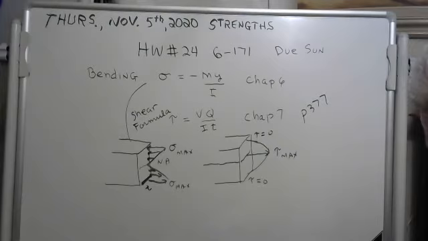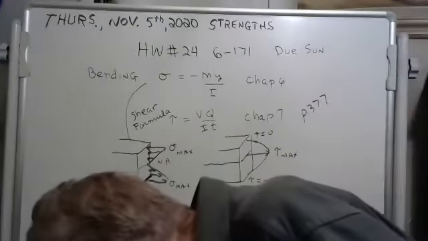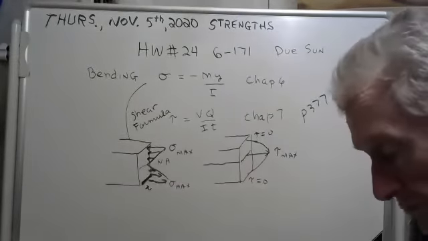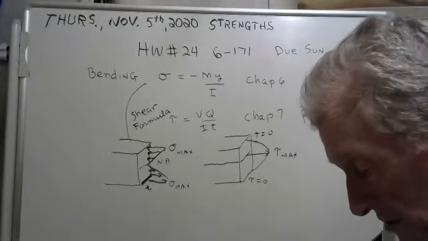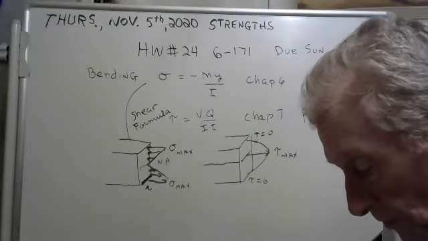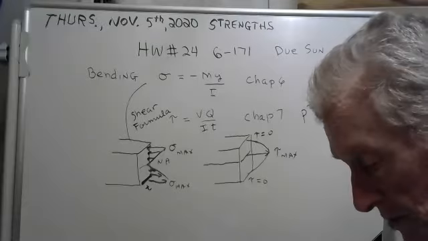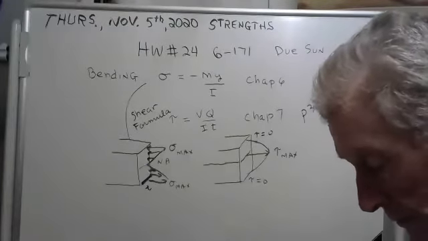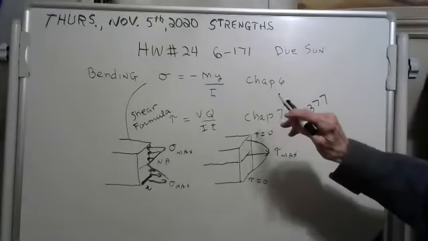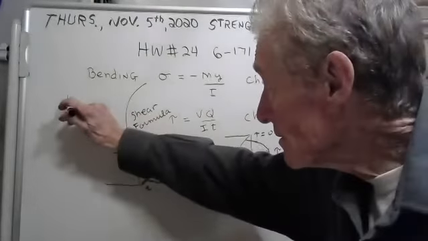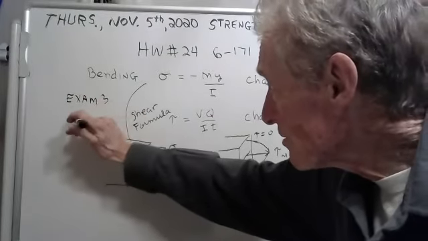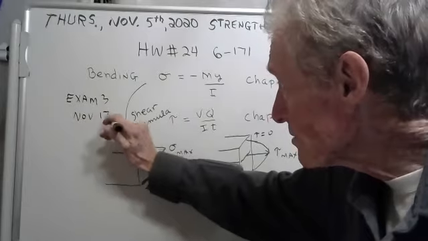Your test is November 17th is when it's available. When is that? Well, today's the 5th. Oh, that's a long time from now. Never mind. That's a week from Tuesday. Your test is the 17th. I could write it down though. It wouldn't hurt anything. Your exam 3 is November 17th. It's a Tuesday.